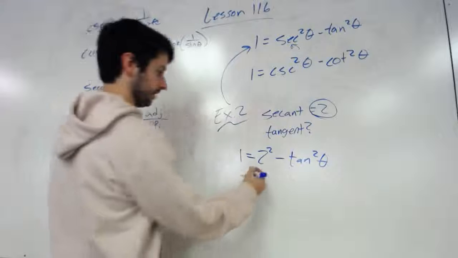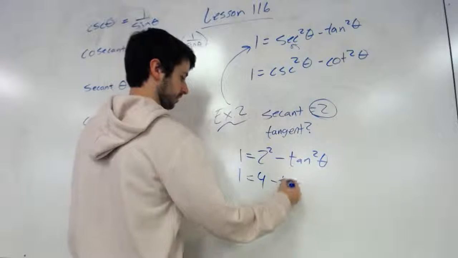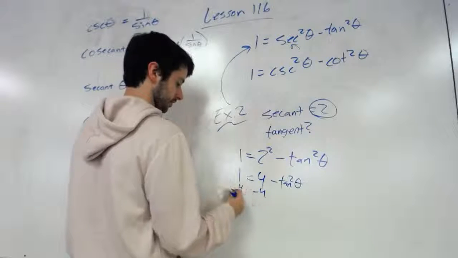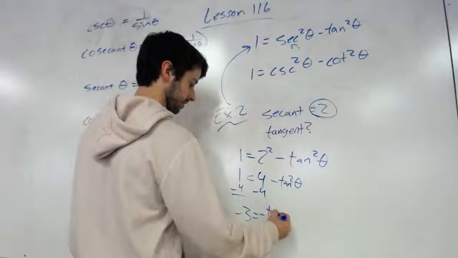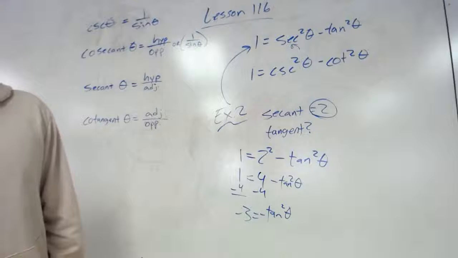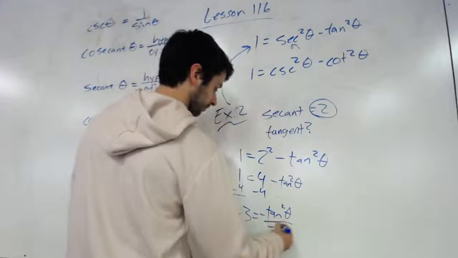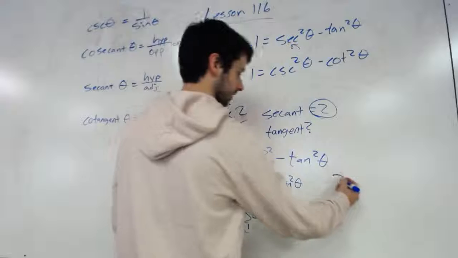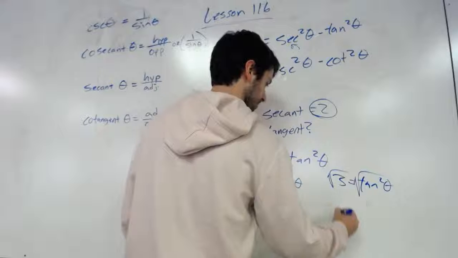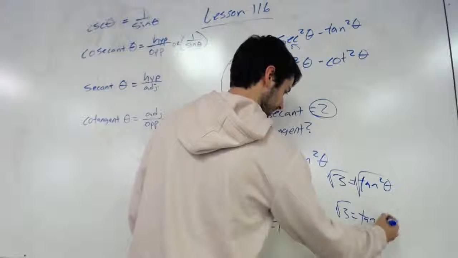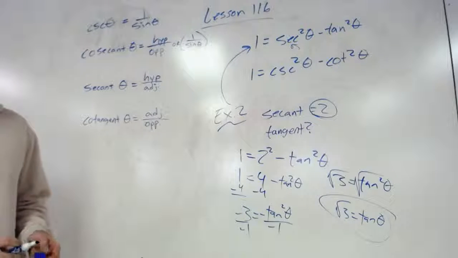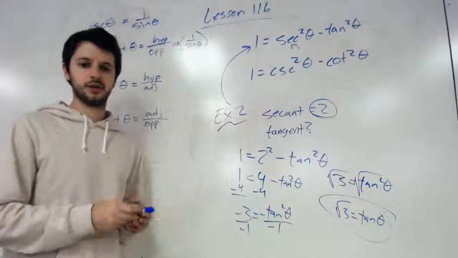And then we just go about solving. 2 squared is 4. Subtract the 4, that's negative 3 equals negative tangent squared theta. Well then from here, I'm going to go ahead and divide by negative 1. So that's 3 equals tangent squared theta. Square root, so square root of 3, and whatever that decimal is, would be the tangent of theta. And so that's how you do those different trigonometric identities.